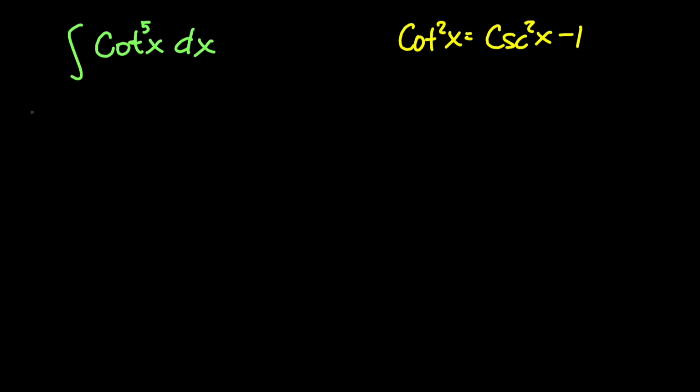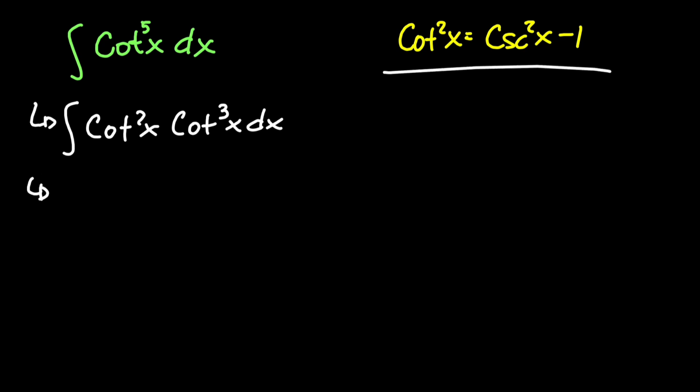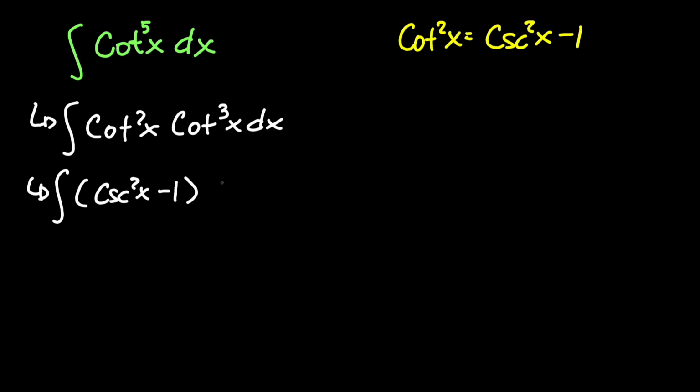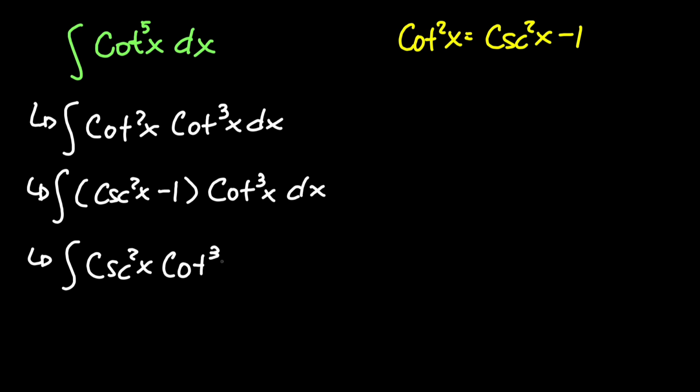Next is the integral of cotangent to the power of 5 of x dx. Once again, factor out one cotangent squared of x and transform this according to its identity. And distribute this. Wait, this should be dx.